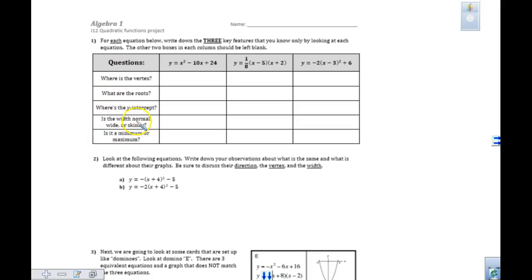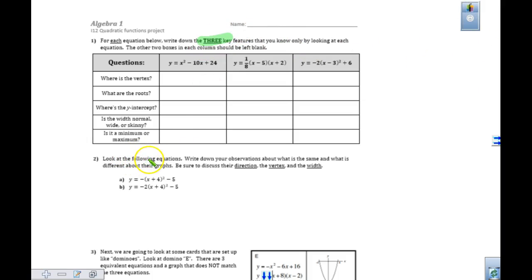So hopefully you can determine the last two pretty easily for all of them, and then you're going to be trying to look at the form of the equation to tell us the other thing. Again, remember, you are only going to do 3 of those key features is what I'm looking for.